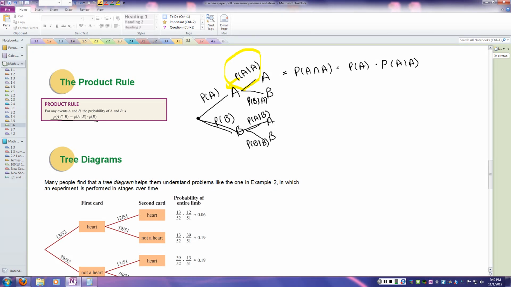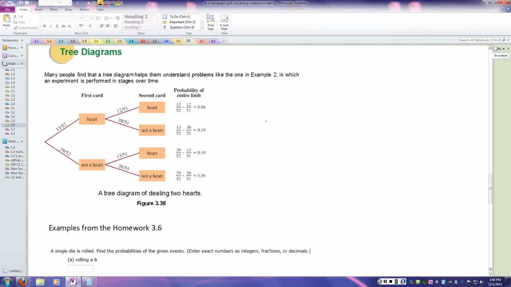So let's look at actually applying this. This is like example 2 in your book and on your PowerPoint. We're looking at drawing cards. The first card is either a heart or not a heart. And then after the first card is drawn, we look at the second card and ask, is it a heart or not a heart?